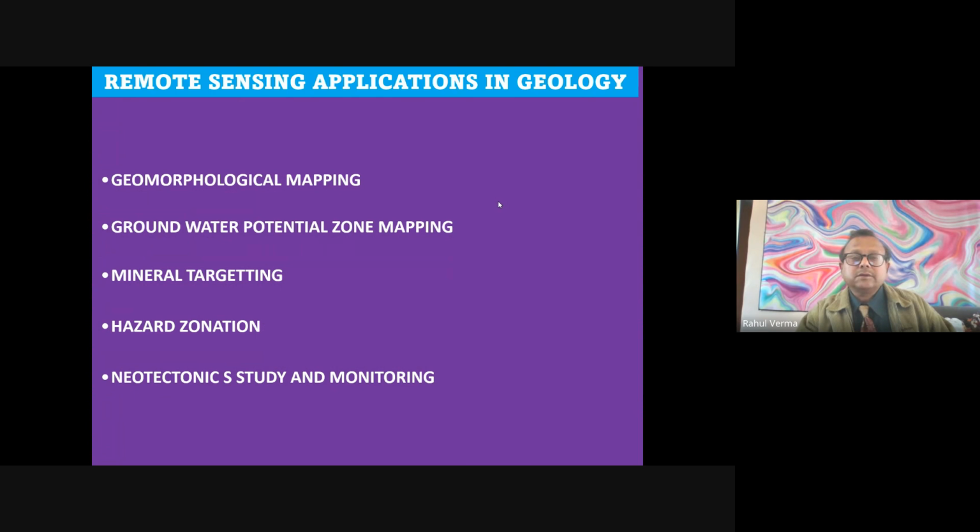Now, these are things the video has already explained, but we can do all those things through remote sensing and GIS. Hazard zonation. This I want to focus on. Suppose we are suspecting, like we know that the Himalaya is rising at the rate of 12 inches per year.